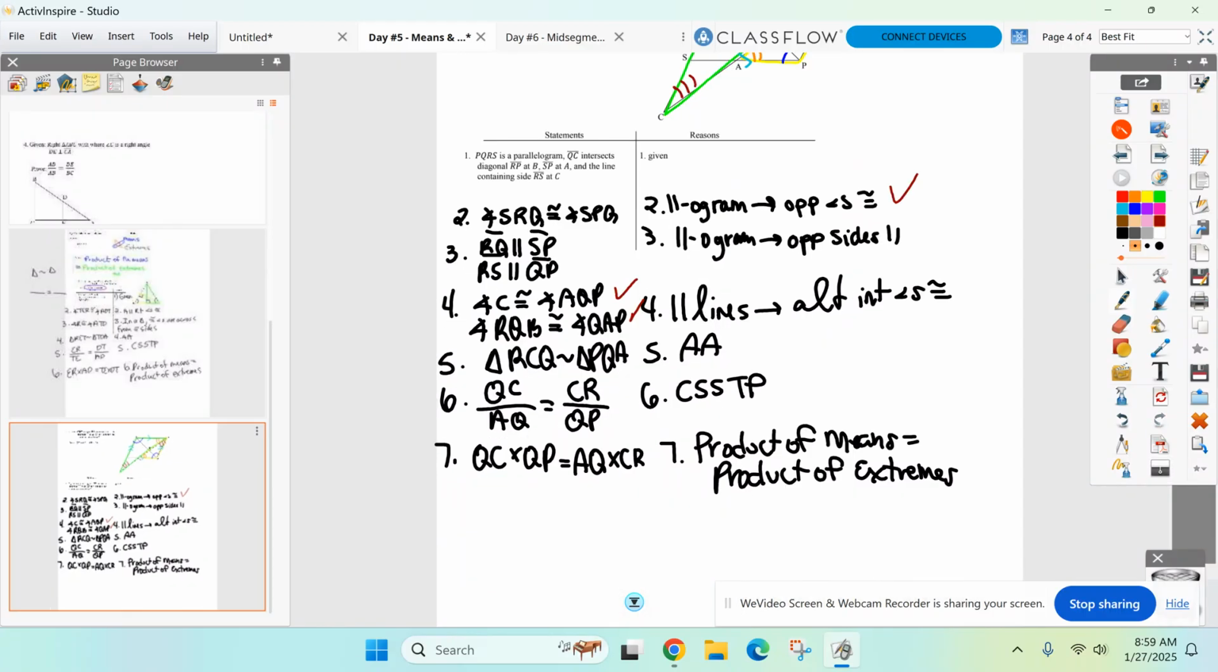Please, everyone that got to this point, please check your proportion. Are you cross-multiplying the correct ones from the proof? You should be cross-multiplying QC and QP and AQ and CR. Make sure you're cross-multiplying them and they're not both on top or the bottom. So that's how you get a second pair out of this.